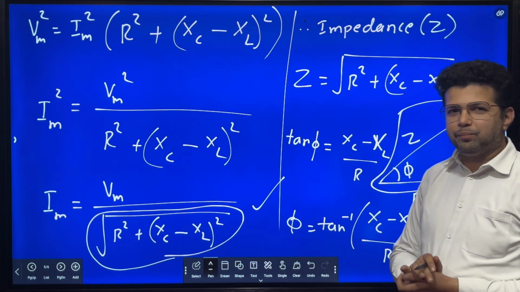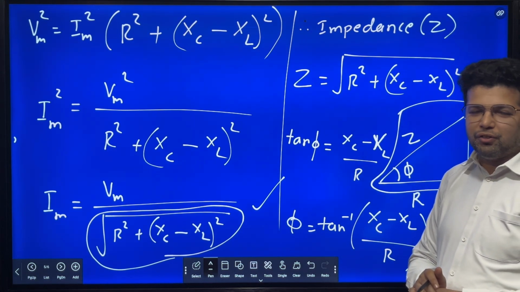Once you write the equation for Im and the equation for the phase difference, the derivation will be over. Okay, hope you understood this derivation. Thank you very much.